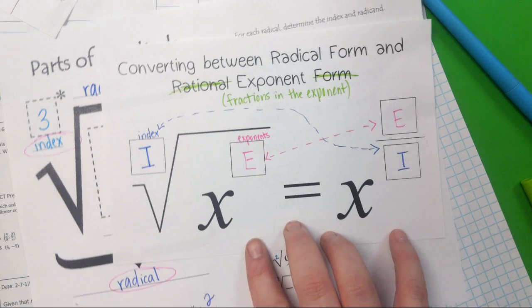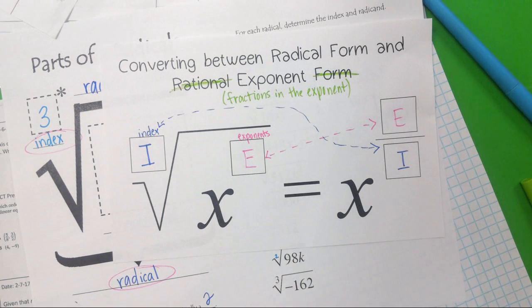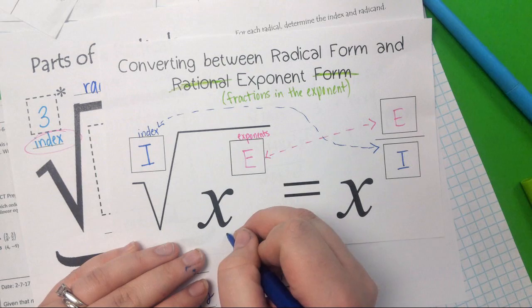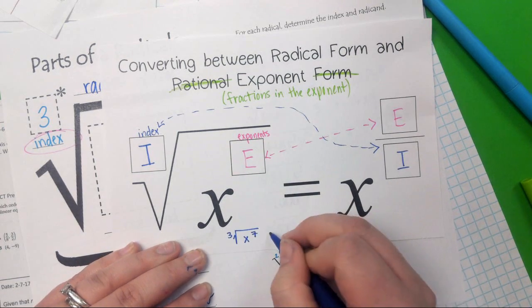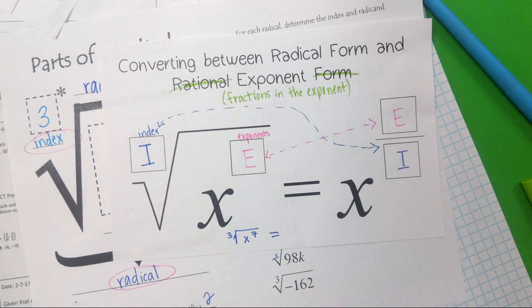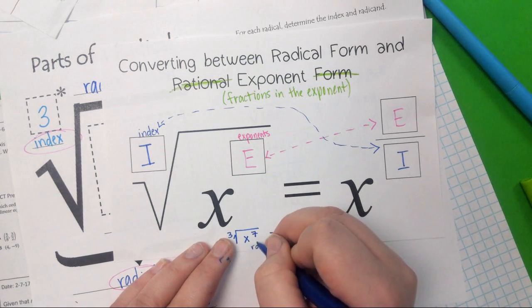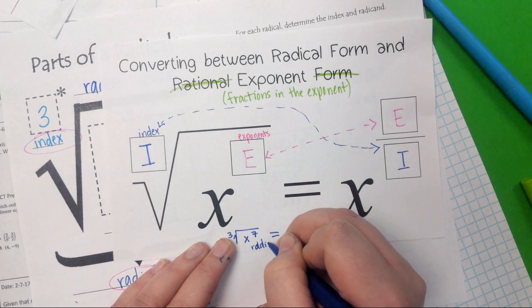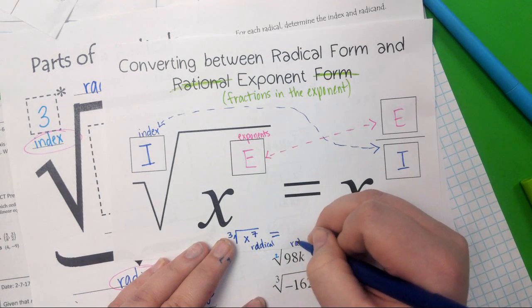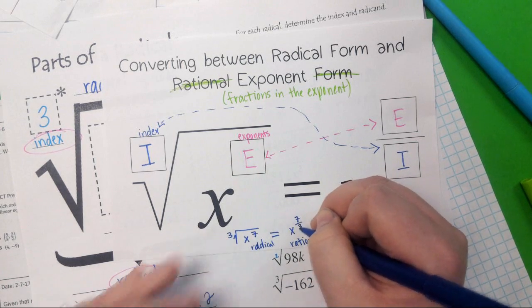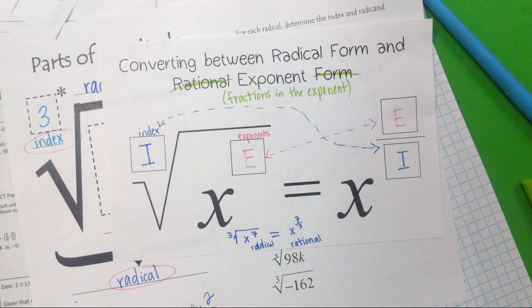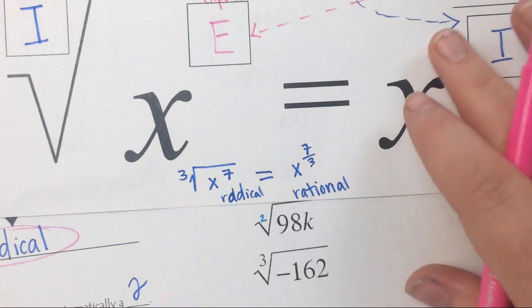So I have a little room down at the bottom. For instance, if I had cube root of x raised to the 7th, and I rewrote that from radical to rational form, it would be x to the 7th over 3. Now, I really like this because, for instance, you want me to zoom in because you can't see things. I know.